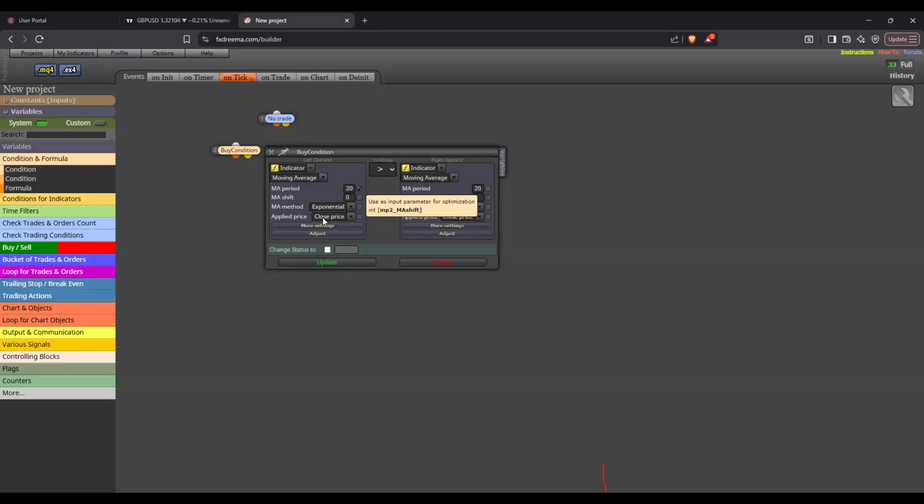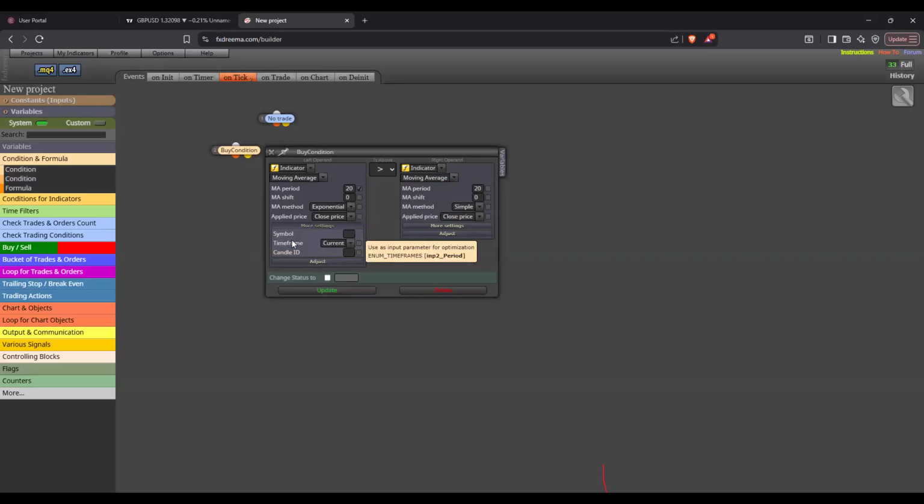Now, another thing you want to do is under more settings, you can see a number of things: symbols, time frame, candle ID. Time frame, we want to leave as current. That means whatever the time frame on the chart, that is what it will use. But the candle ID, we want to set it to 1.